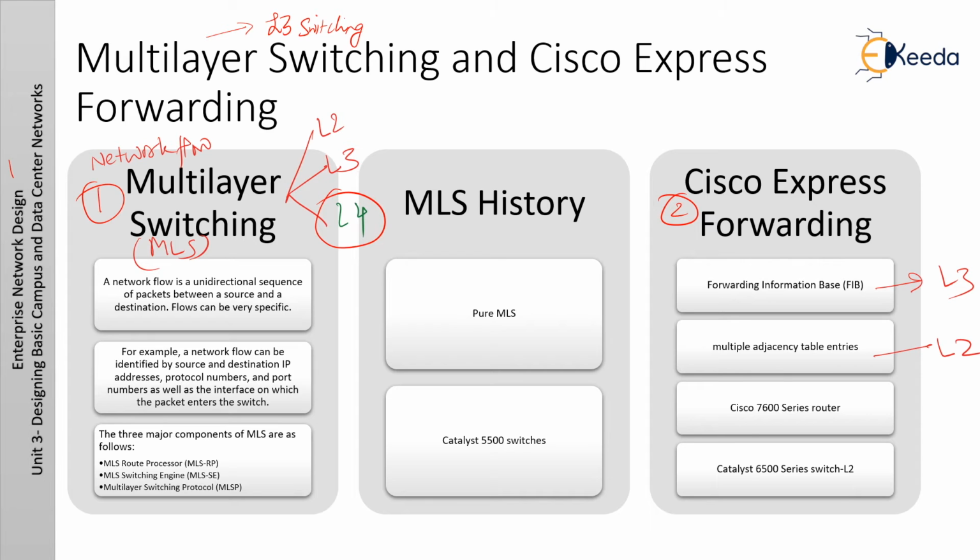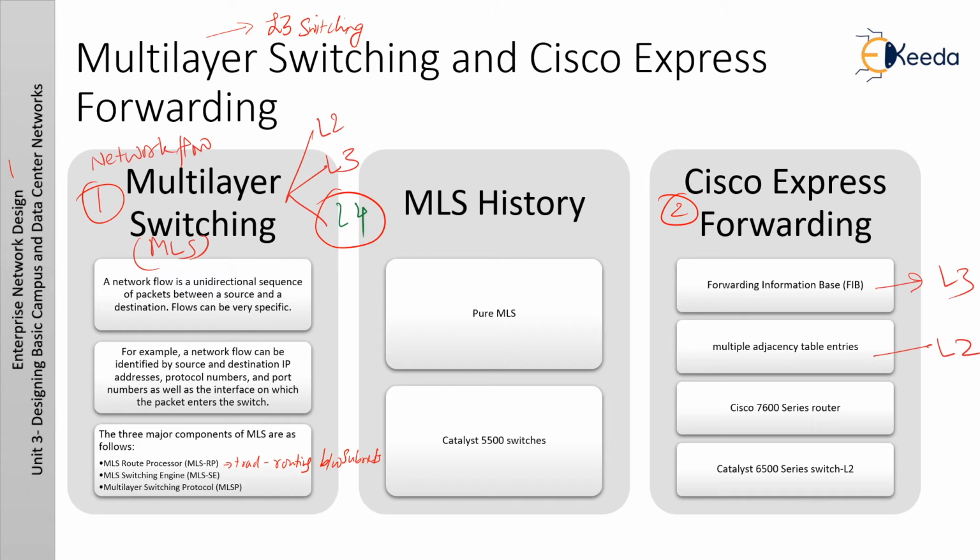There are three major components of multi-layer switching. These are the MLS route processor, denoted by MLSRP. The MLS-enabled router that performs the traditional function of routing between subnets.